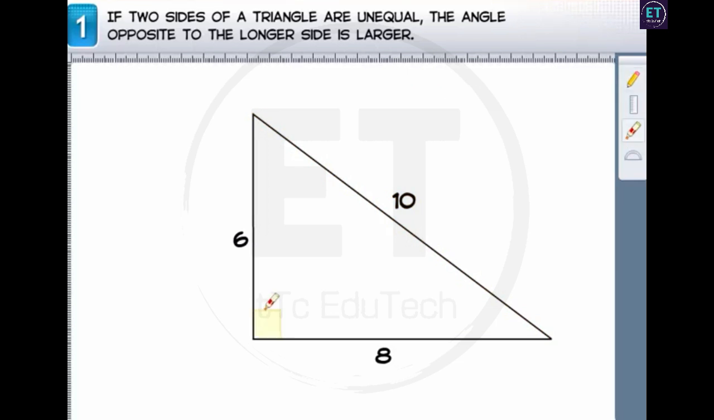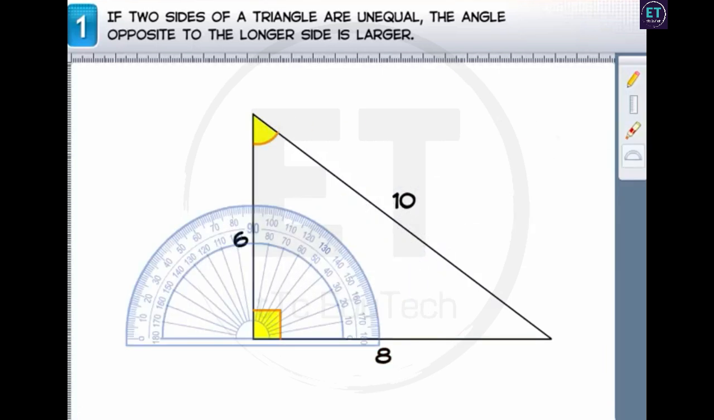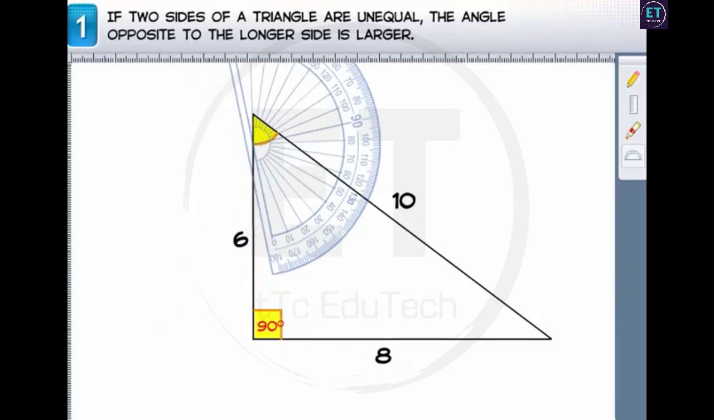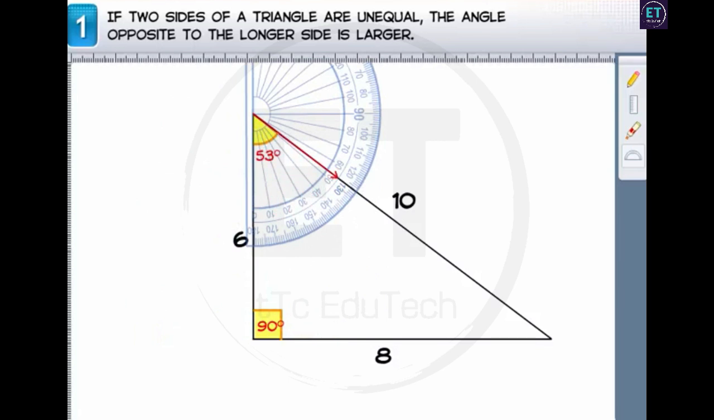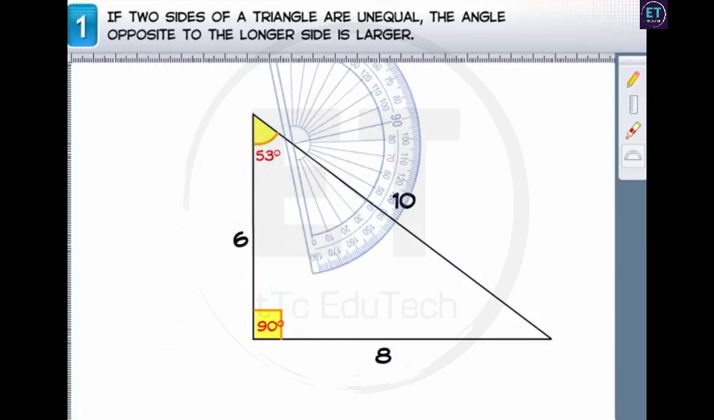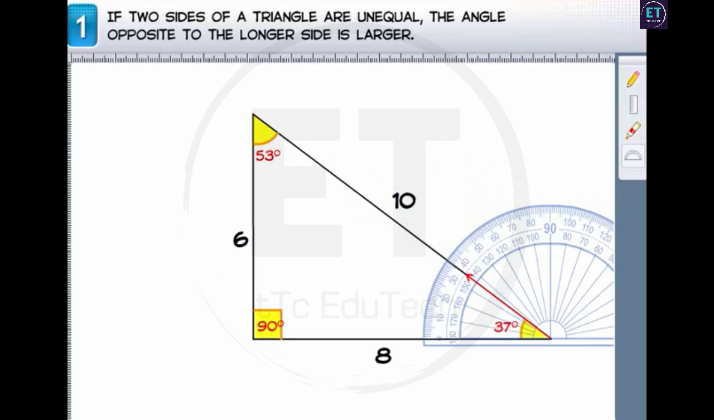Now compare the angles opposite to the 10-unit stick and the 8-unit stick. You can observe that the angle opposite to the 10-unit stick is greater. Likewise, you can verify the angles opposite to the 8 and 6-unit sticks. As an exercise, you can verify other triangles also.